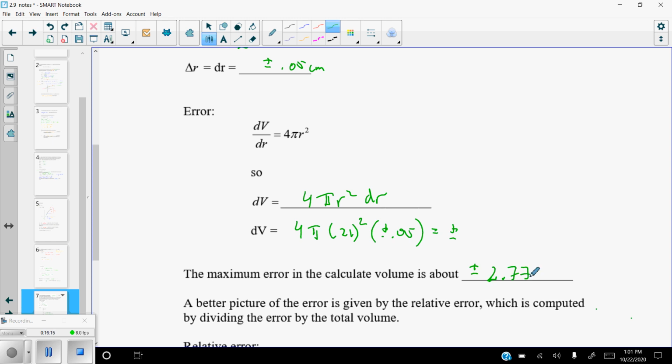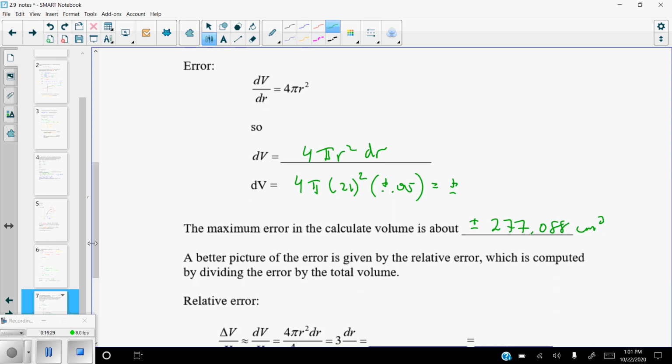You're going to get plus or minus 2.77, nope, that's 277, sorry, I read that wrong. 277.088 centimeters cubed or so. That seems like a pretty big error. 277 cubic centimeters, that seems like it could be off by quite a lot.